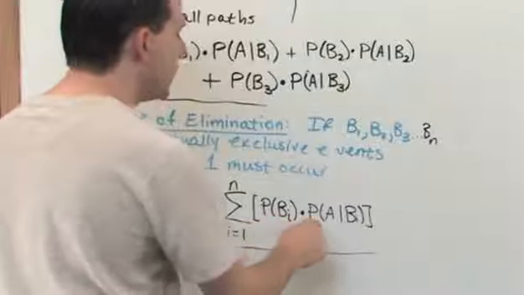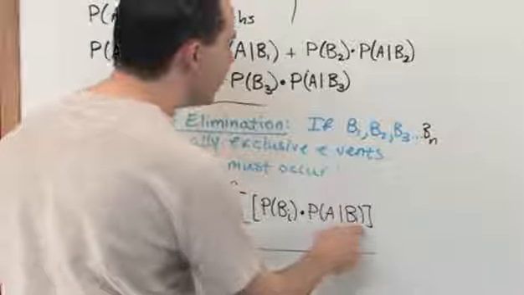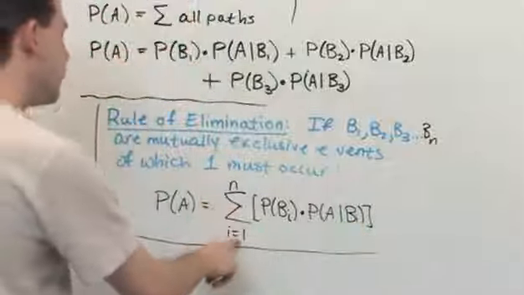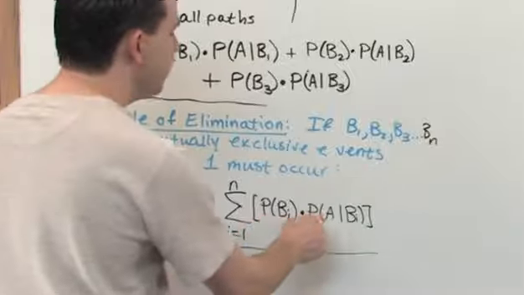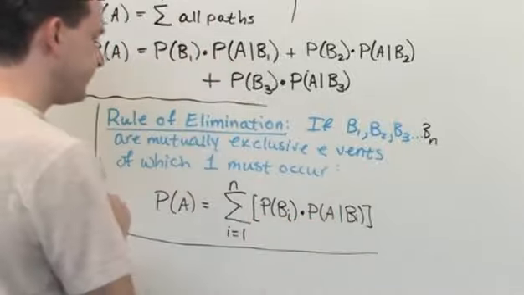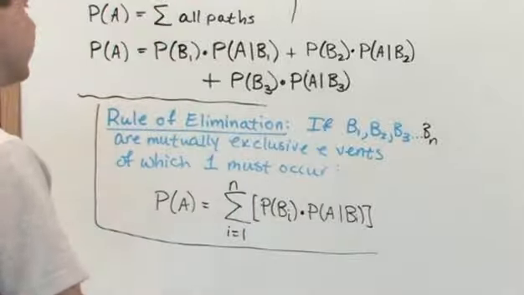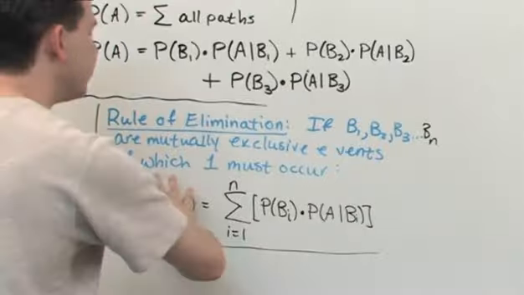Probability of B2 times the probability that A occurred, given that B2 occurred, plus, because it's a summation, i goes to 3: B3, probability of A given that B3 occurred. And you stop there because there are only 3 events in our specific example, okay? But this is a general thing.